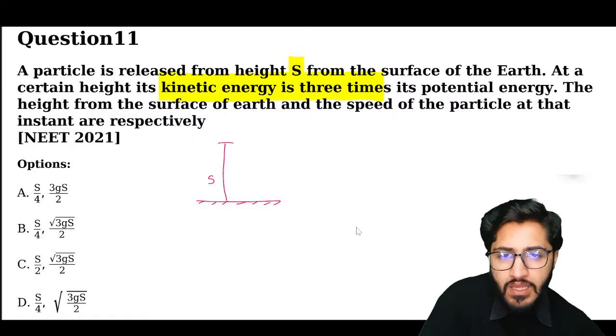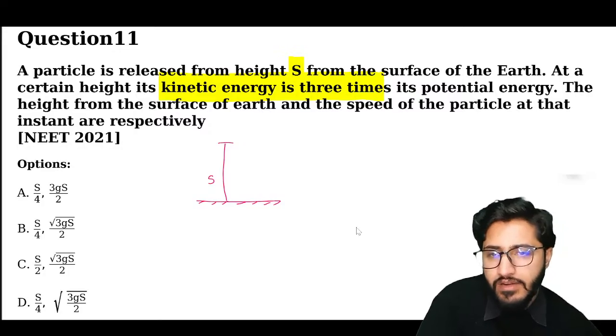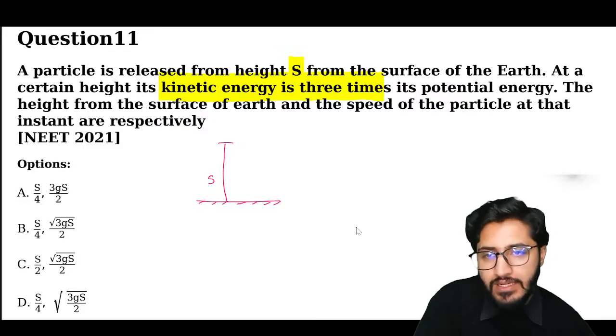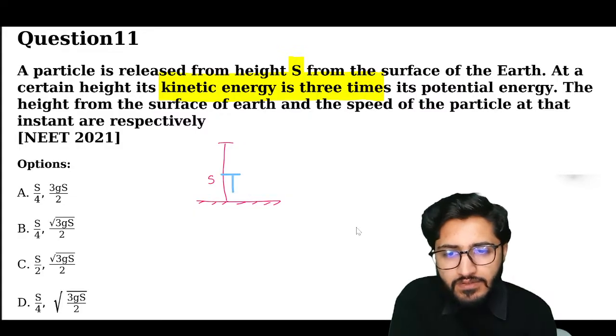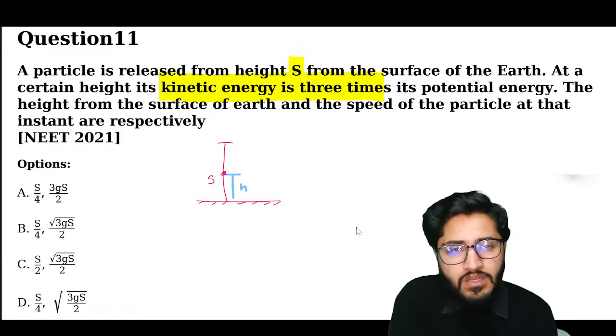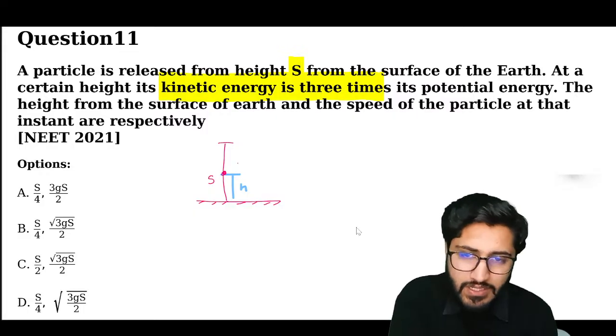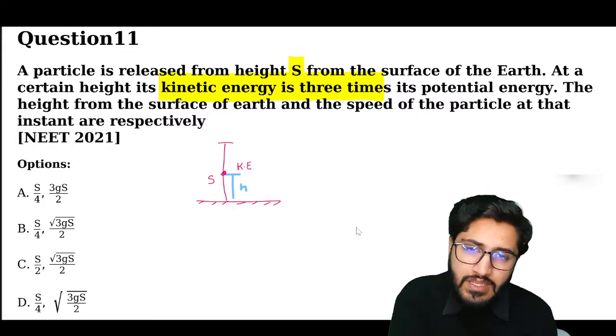Then from this, a particle is released from height S from the surface of Earth. Let us suppose the certain height means this height. This is my certain height, let us suppose it is H. At a certain height here, its kinetic energy equals 3 times its potential energy. Here only, right?